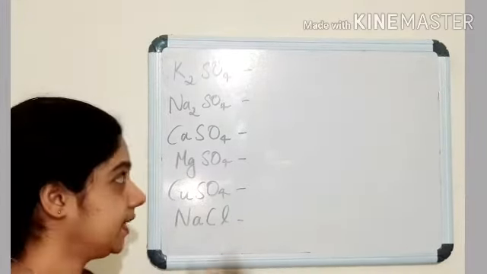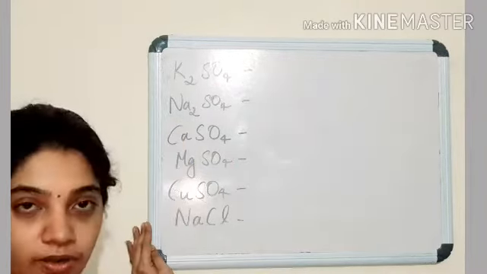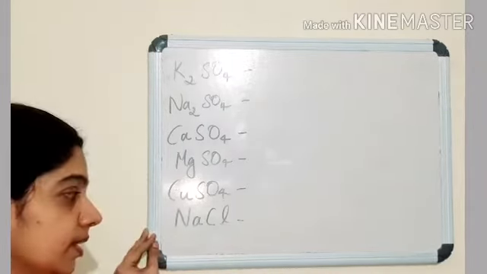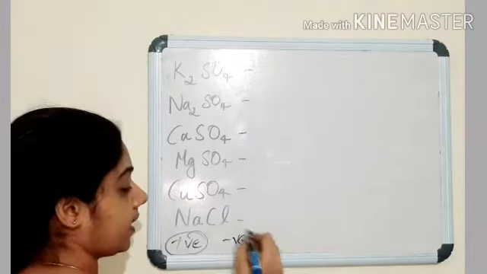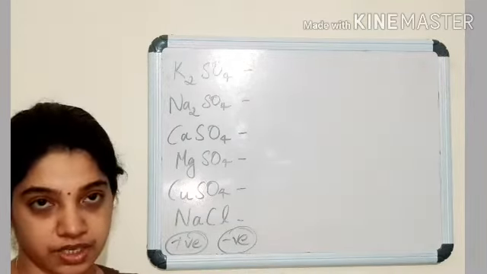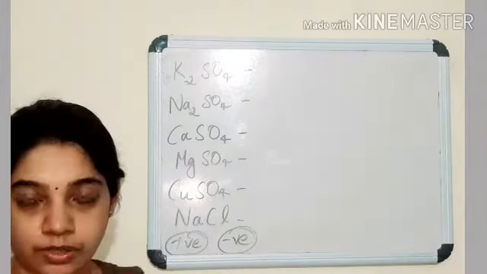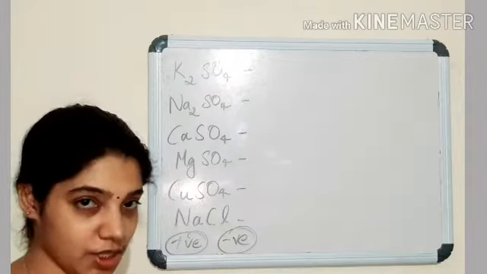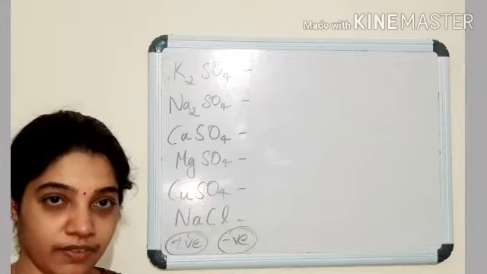Okay students, I have written some examples of salts on the board. Salt means it is produced from an acid and a base. A particular salt will have a positive ion as well as a negative ion. I hope you remember about the ion. Ion is a charged species. So a salt will contain a positive part and a negative part. The positive ion we call the cation, and the negative ion we call the anion. We have studied all these things last year, right?